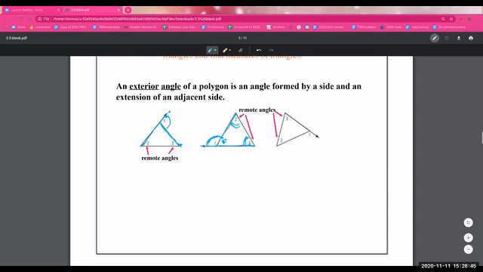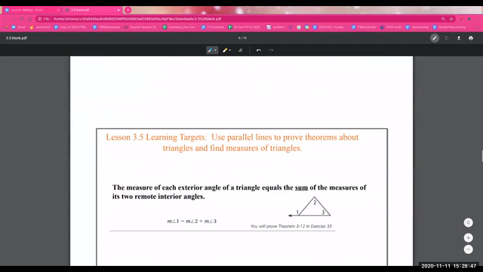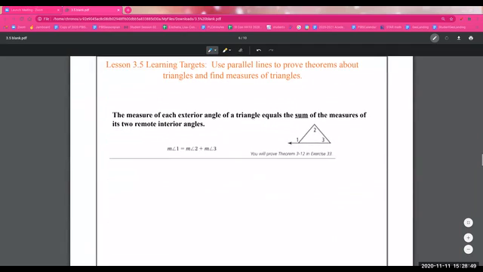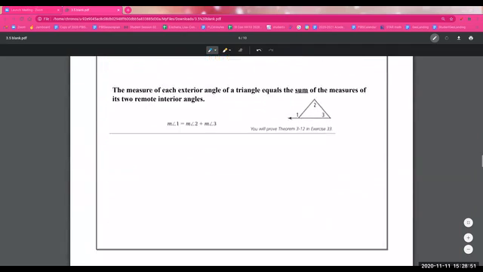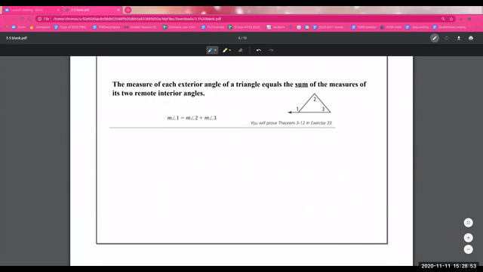Okay, and next we have a theorem that says the measure of an exterior angle of a triangle equals the sum of the measures of its two remote interior angles. So the measure of angle 1 is equal to the measure of angle 2 plus the measure of angle 3.